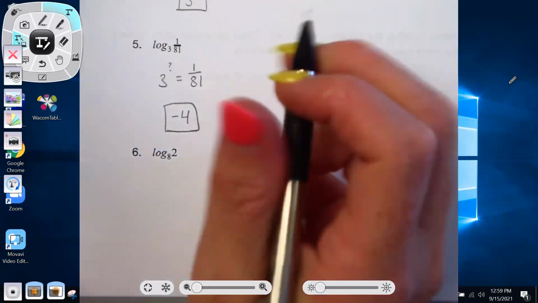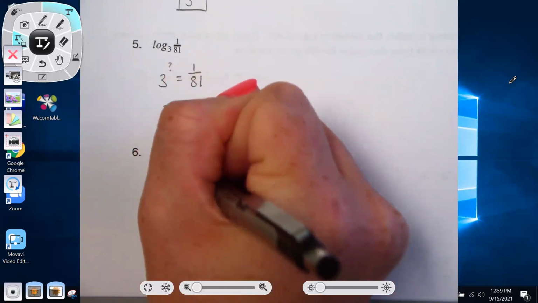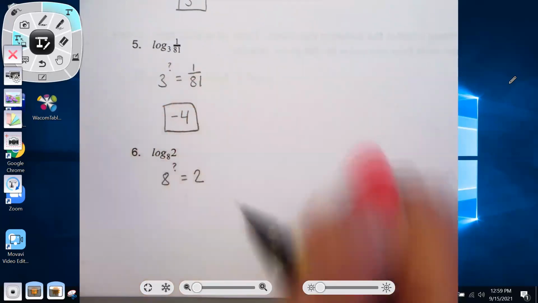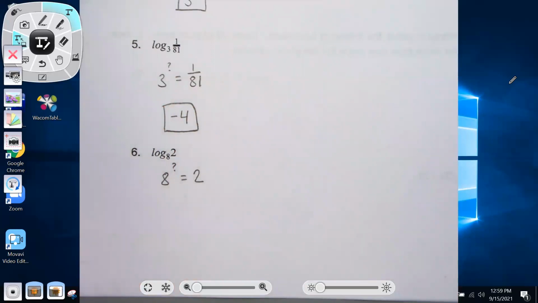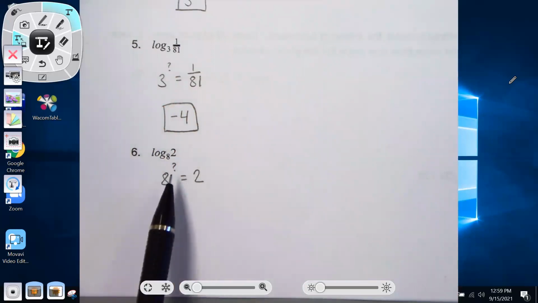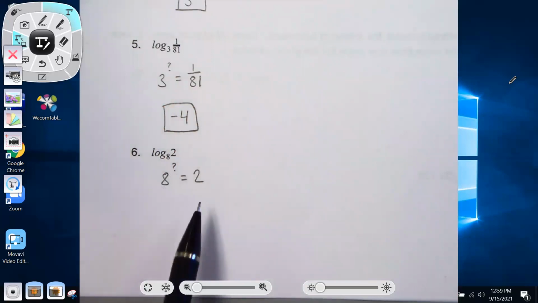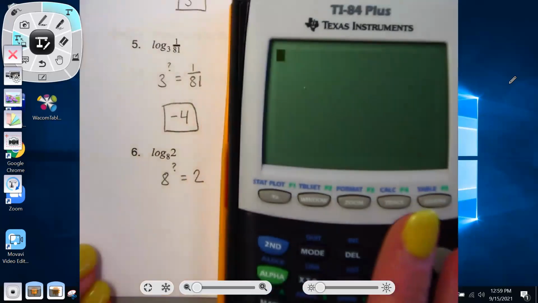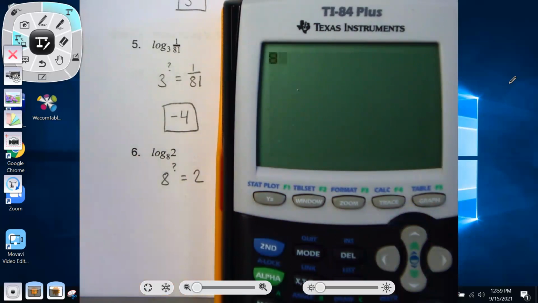Number 6, log base 8 of 2 is asking 8 to what power equals 2? So on this one, we have a whole number, we're raising it to a power, and we end up with a smaller whole number. This means your exponent will be a fraction. So when you're trying fractions, start with 1/2, go to 1/3, 1/4, 1/5, and so on.